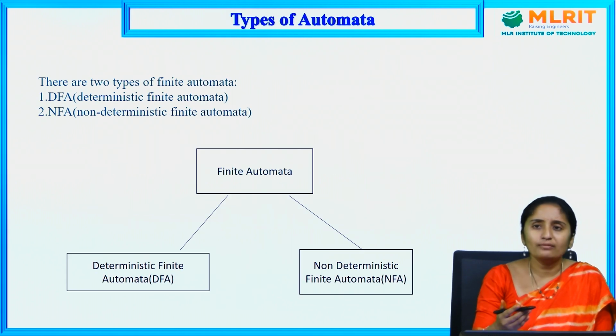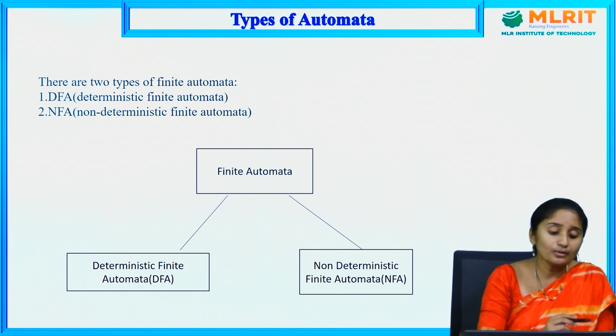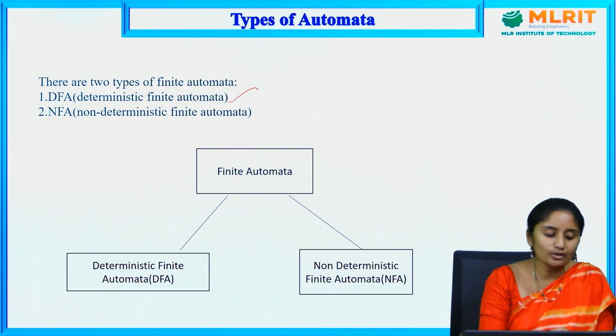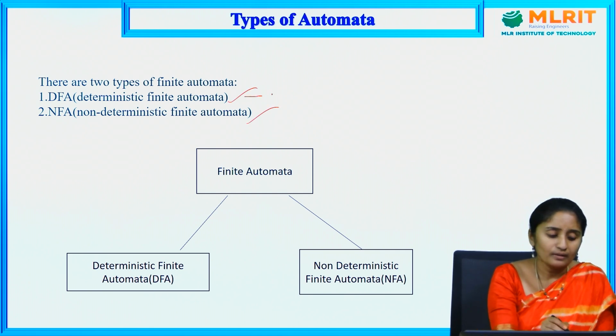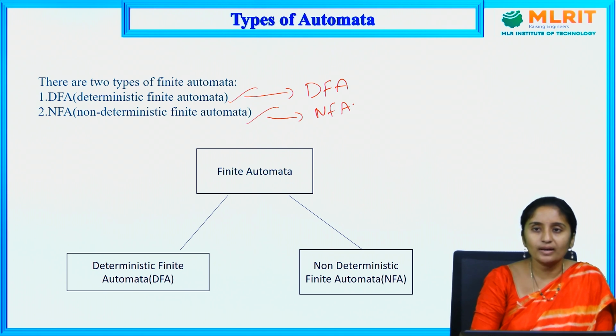So till now we have discussed what finite automata is. Now we are going to find out what types of finite automata we have. There are two types of finite automata. The first one is deterministic finite automata and the other one is non-deterministic finite automata. We call them DFA and NFA. These are the two types we have.